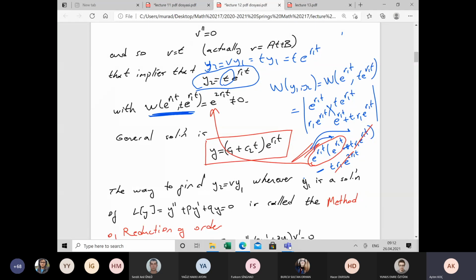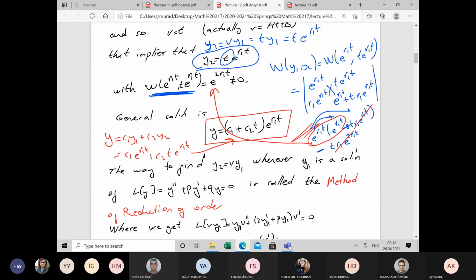If they are a fundamental solution, write the general solution. What's the general solution? C1 y sub 1 plus C2 y sub 2. So C1 e to the r1t plus C2 t e to the r1t. It's okay. This is the general solution. Any question?